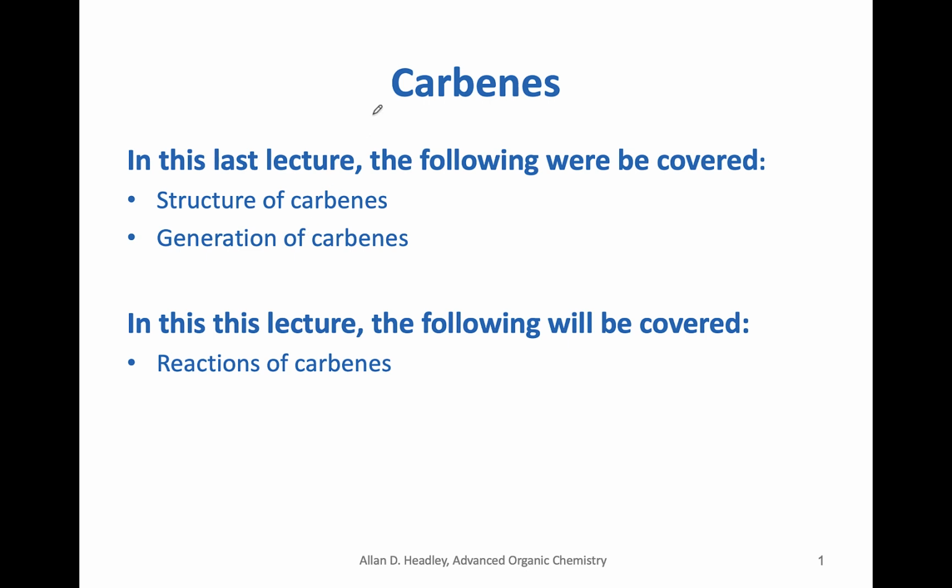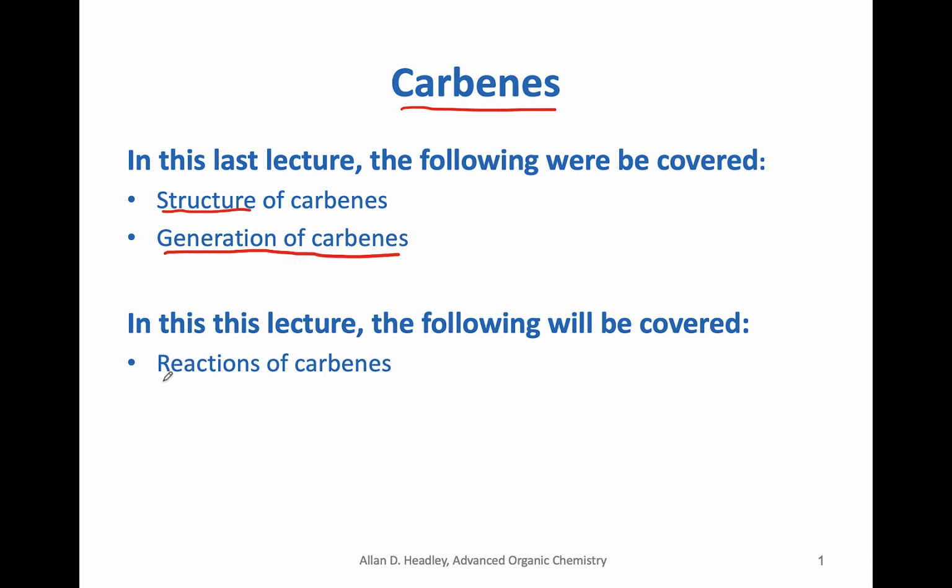This is the second lecture which pertains to carbenes. You may recall in the last lecture we looked at the structure and stability of carbenes, and we also looked at the generation of carbenes. In other words, what are the reactions that will yield carbenes as an intermediate.